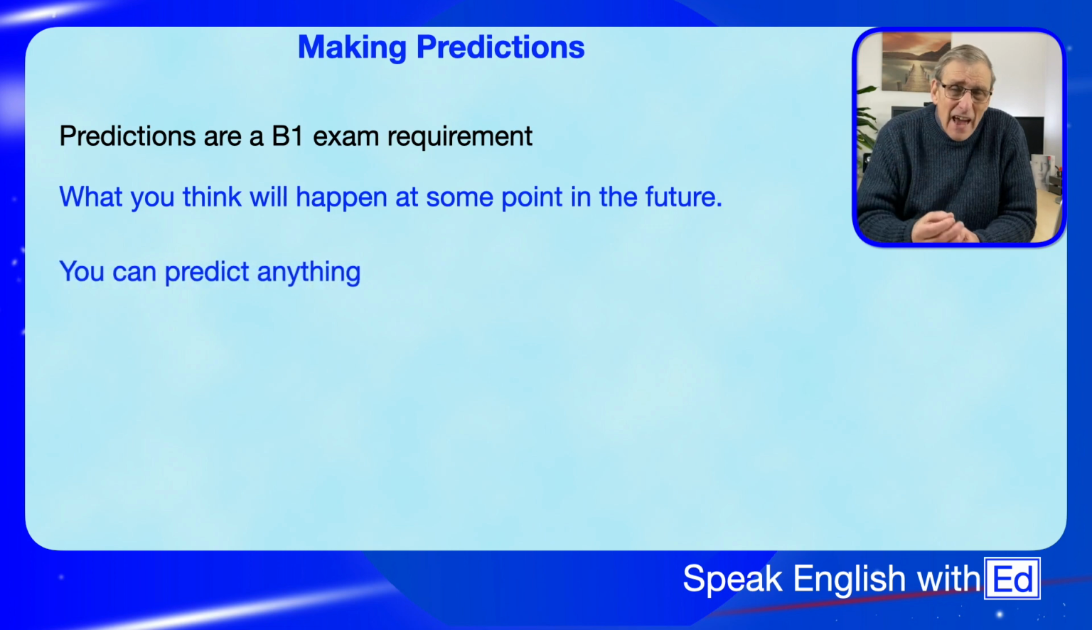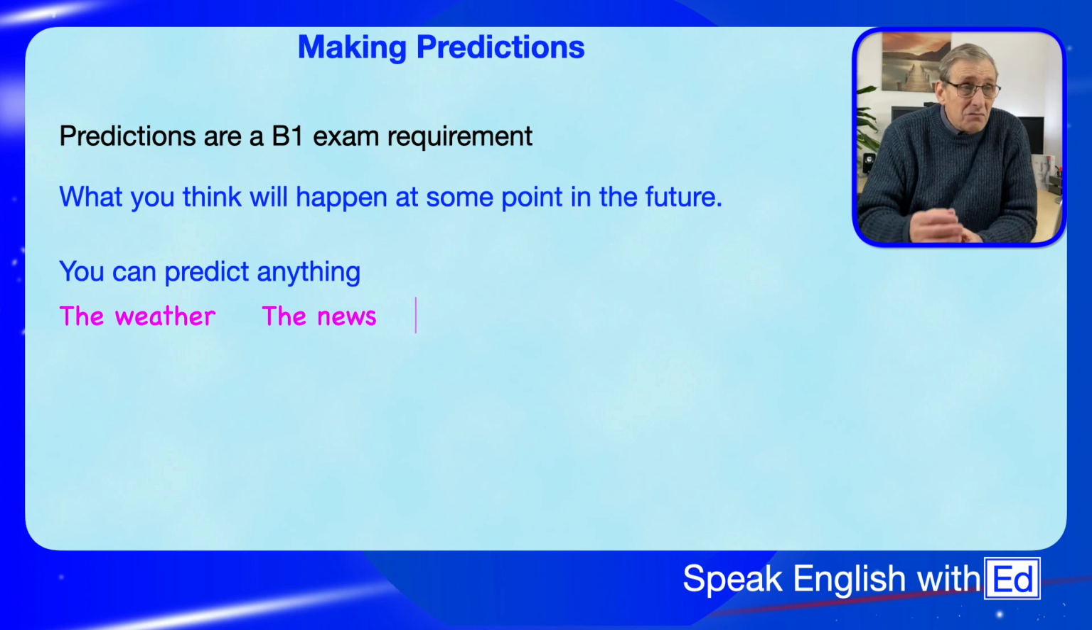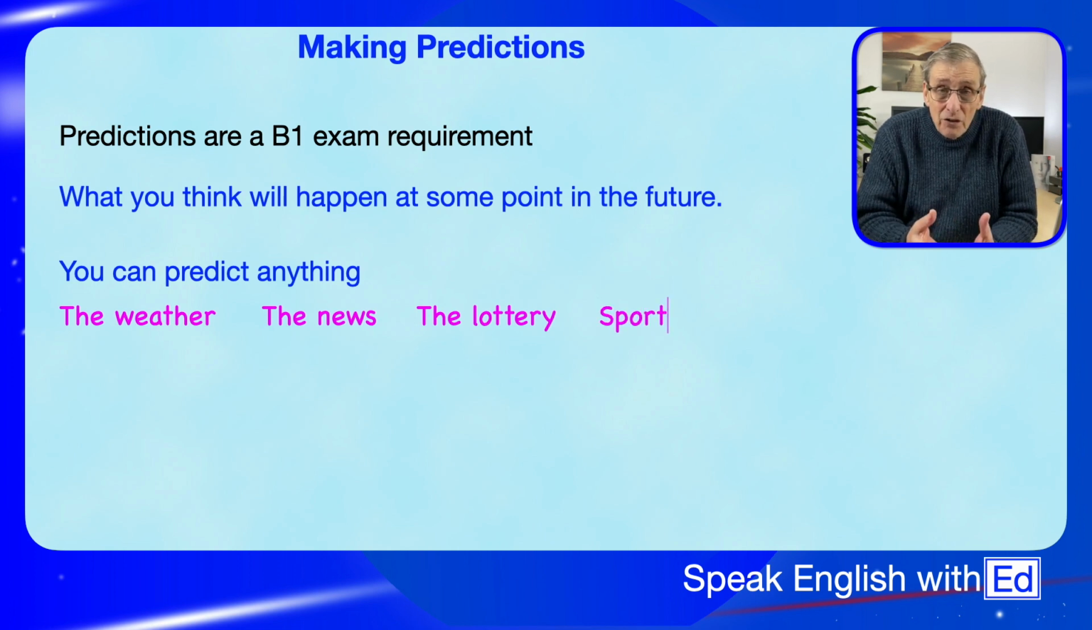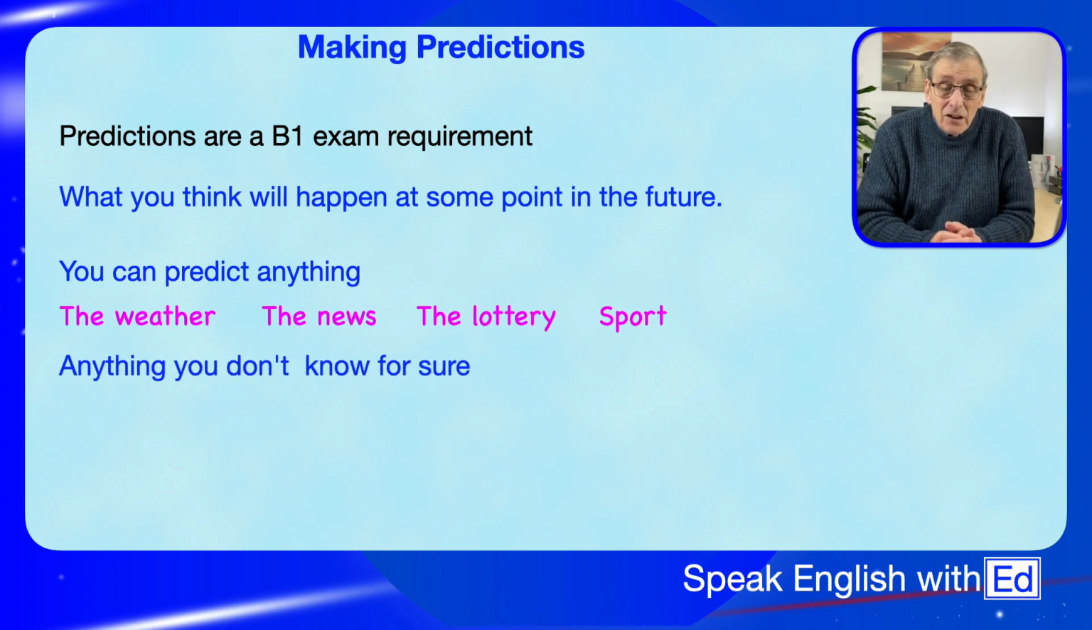You can predict anything. You can predict the weather. You can predict the news. You can predict the lottery numbers, the winning lottery numbers. You can predict the outcome of sport, who's going to win a race, who's going to win a football match. You can predict any of these. All these are predictions. You can predict anything that you don't know the outcome of.